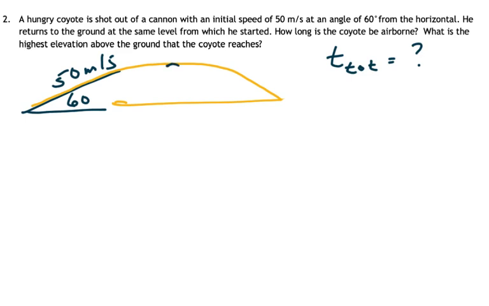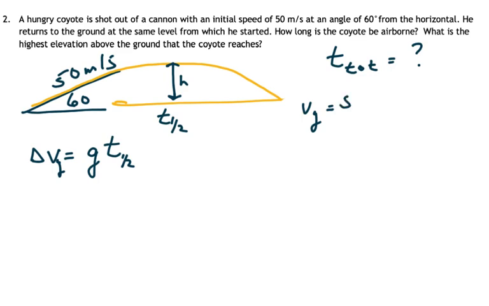And it also wants to know what the maximum height is. So let's solve for time 1/2, because that's what it's going to be for the maximum height as well. So that's going to be delta V is equal to the gravitational constant times the time, and that'll be time 1/2. I'll just put that so I remember that. We're talking about the change in the y velocity. So Vy is equal to 50 meters per second times sine of 60.